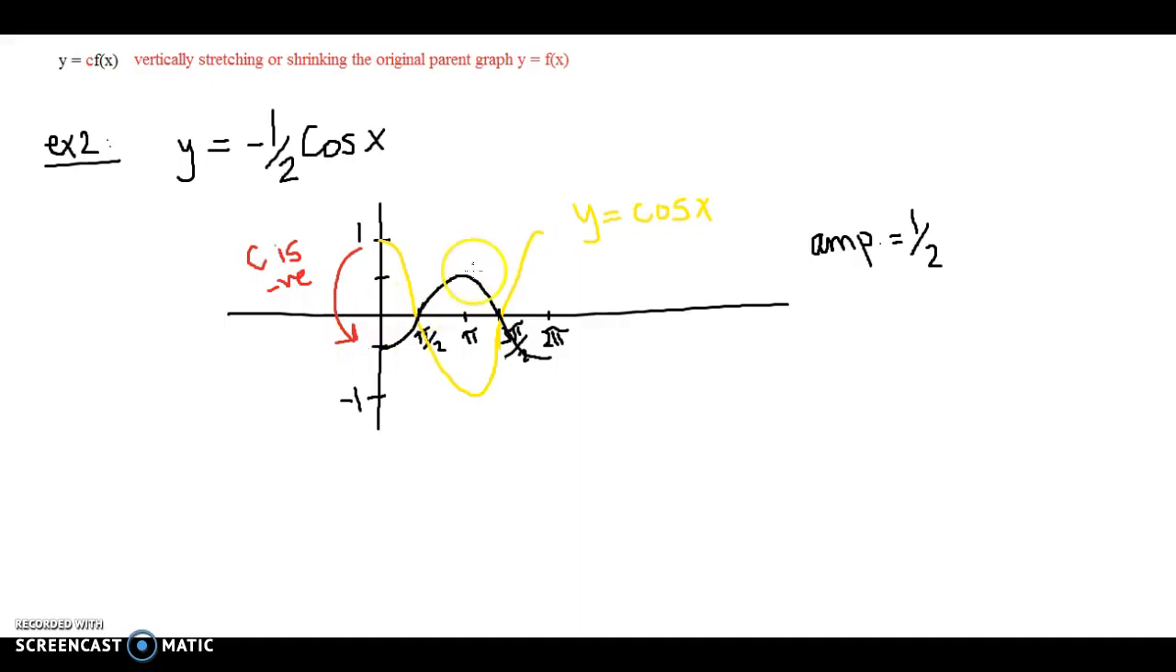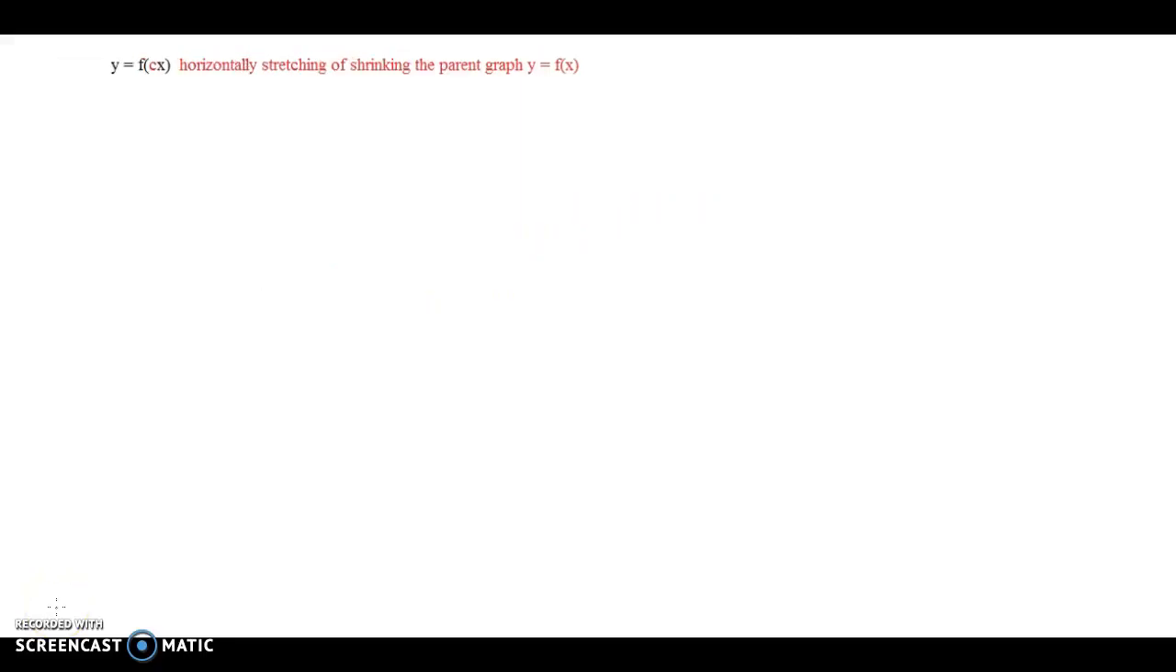I hope this helps. Let's keep going and do more examples. Let's look at c again, but in this case it's in another position. So c is not in front of f of x all the way at the beginning. It's actually a coefficient of x, so it's right next to x. In that case, it does a horizontal stretch or shrink, versus, as we saw before, a vertical stretch or shrink. So in the previous case, where c was in front of f, there was a vertical stretch or shrink that affected the amplitude. In this case, there is a horizontal stretch or shrink, which will affect the period.